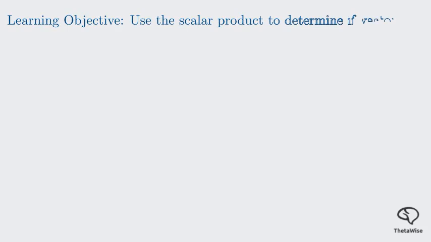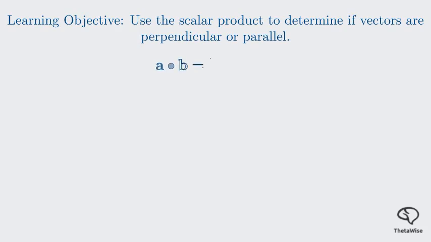We will now examine the geometric properties of the scalar product. Specifically, our objective is to use the scalar product to determine if vectors are perpendicular or parallel. The geometric formula a dot b equals |a||b| cos theta provides two powerful tests for the relationship between two non-zero vectors.